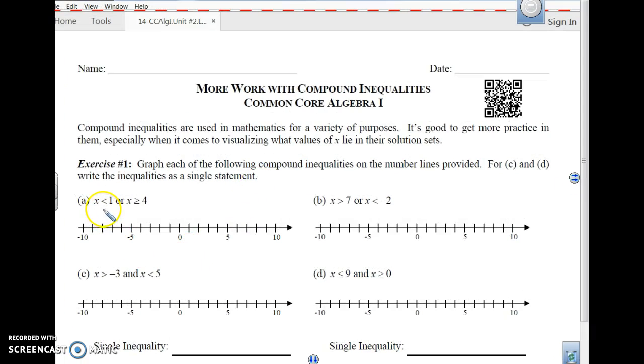We have x is less than 1. All right, so at 1 is going to be our critical point. Is it open or closed? Well, it's not equal to, so it should be an open circle. And which way does it point? Well, less than 1 would be in that direction.